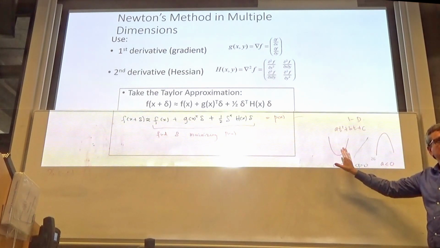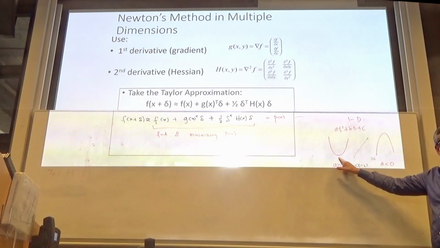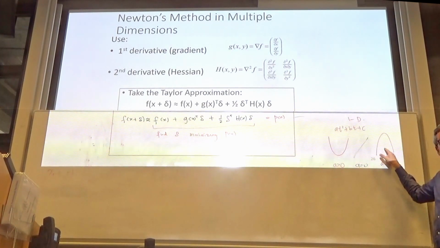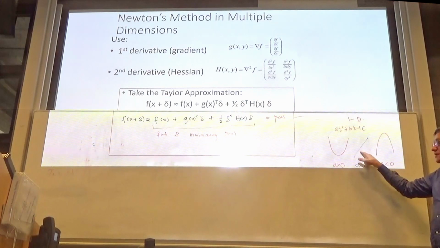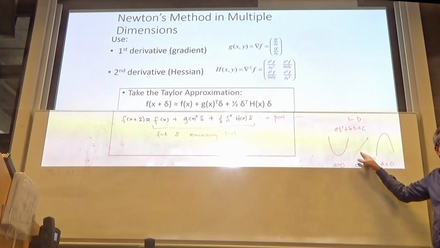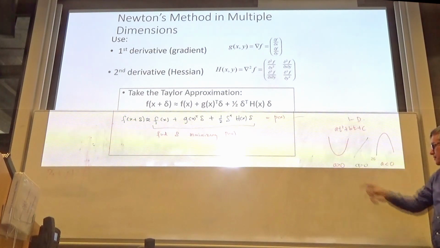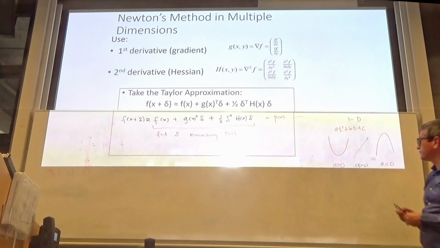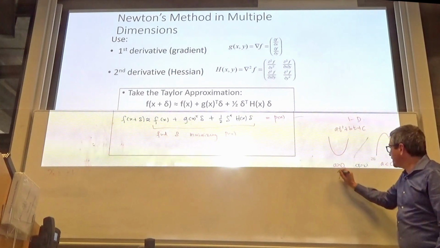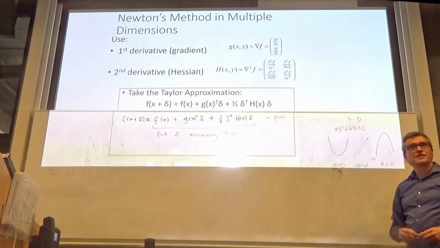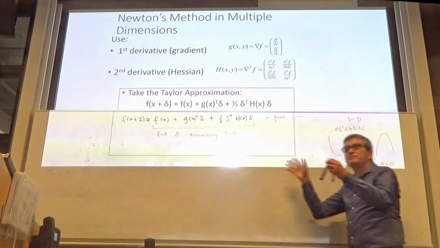So, to have a minimum, we need to be in this case. Otherwise, here the minimum goes to minus infinity, and here the minimum goes to minus infinity. So we need to be here. So we need A to be 0. How does that translate to the multidimensional case?